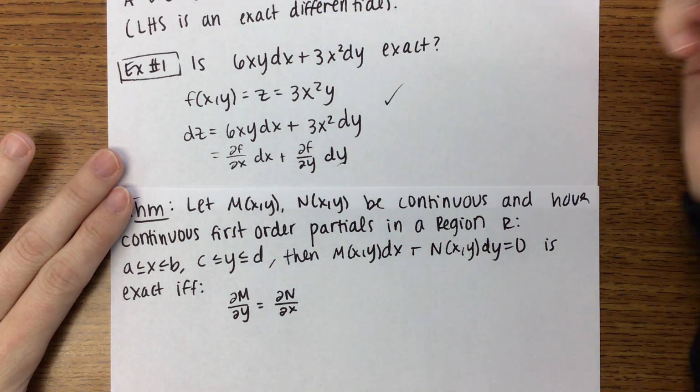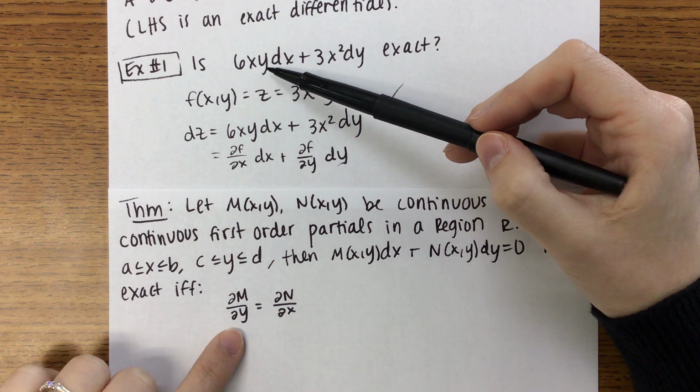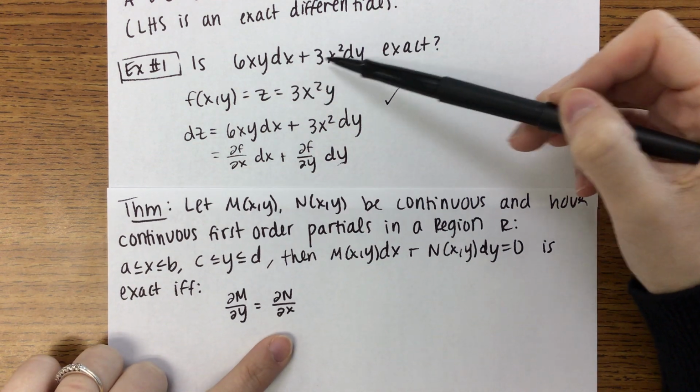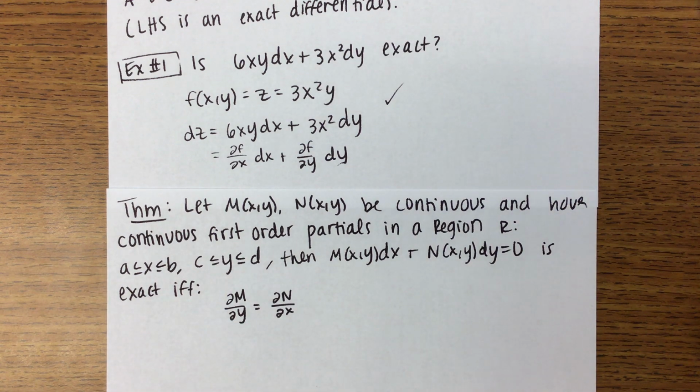That should make sense up here. This is your M of x,y. If you take the partial with respect to y, you get 6x. Up here, take the partial with respect to x, you get 6x again. So take those two partials, they're equal, you can tell that that's exact.